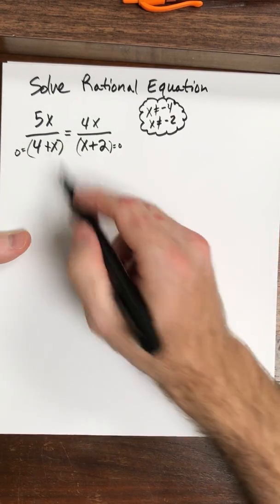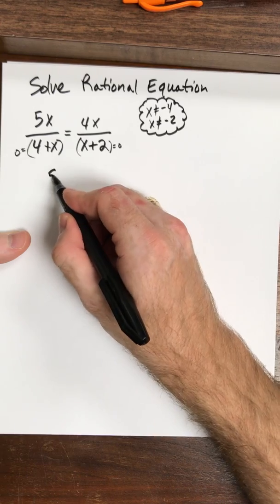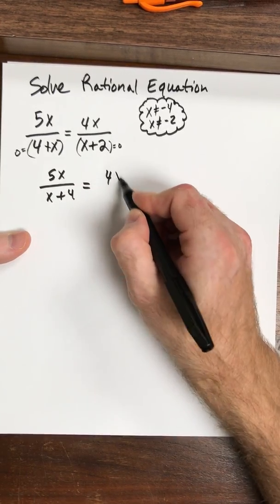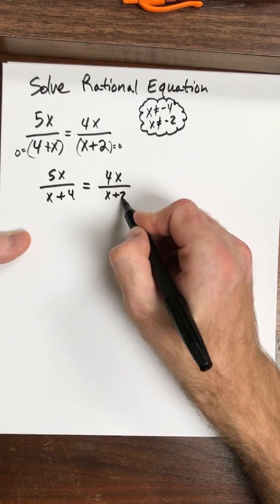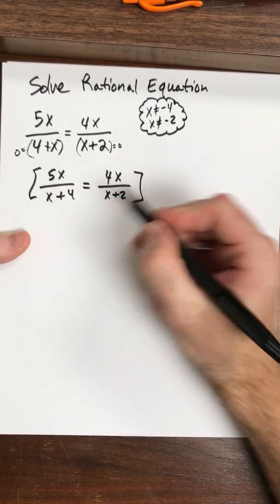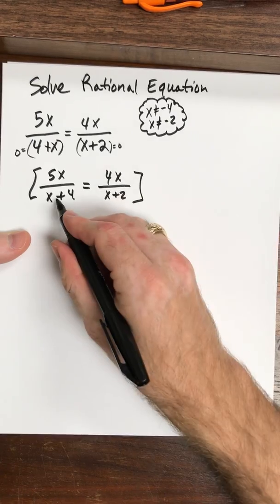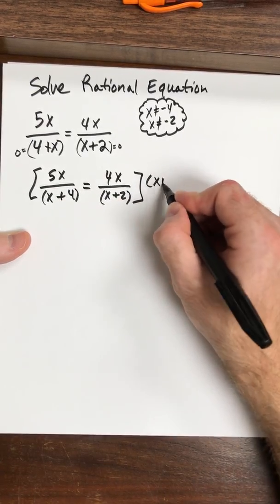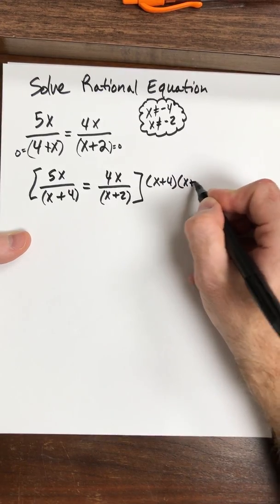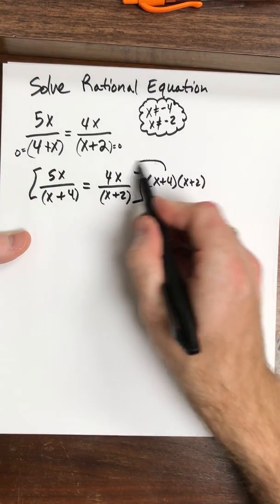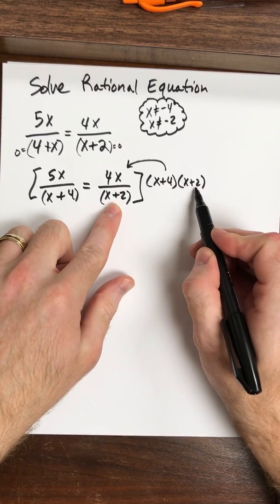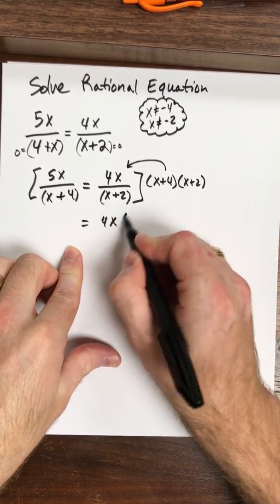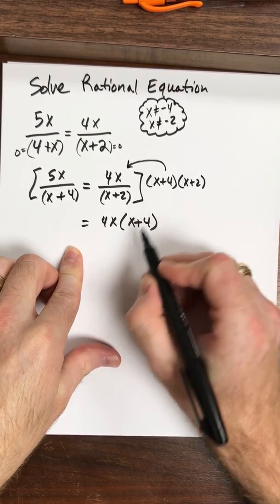So how do I get rid of this? Well, just same way we get rid of any fraction, okay? We multiply both sides right here. So I've got a factor of x plus 4 and a factor of x plus 2. So I'm going to multiply everything by x plus 4 times x plus 2. And when I do that, the x plus 2 and the x plus 2 here cancel, and all I'm left with is 4x times x plus 4.